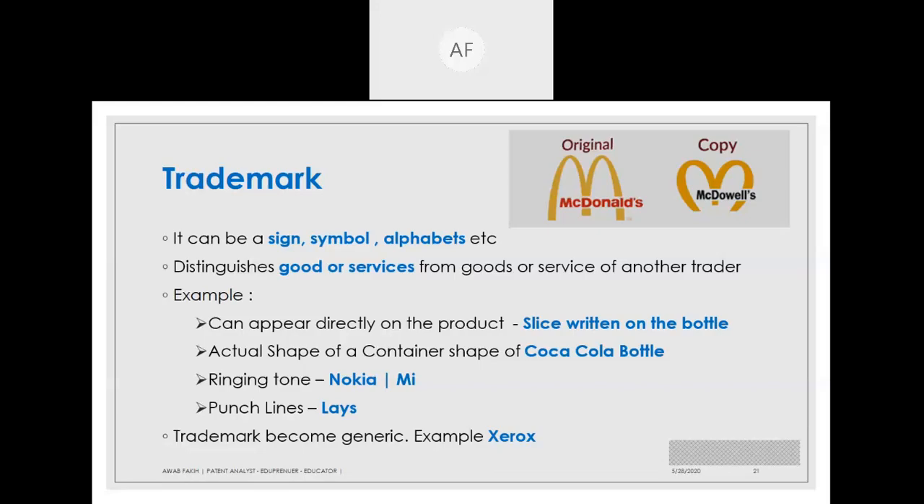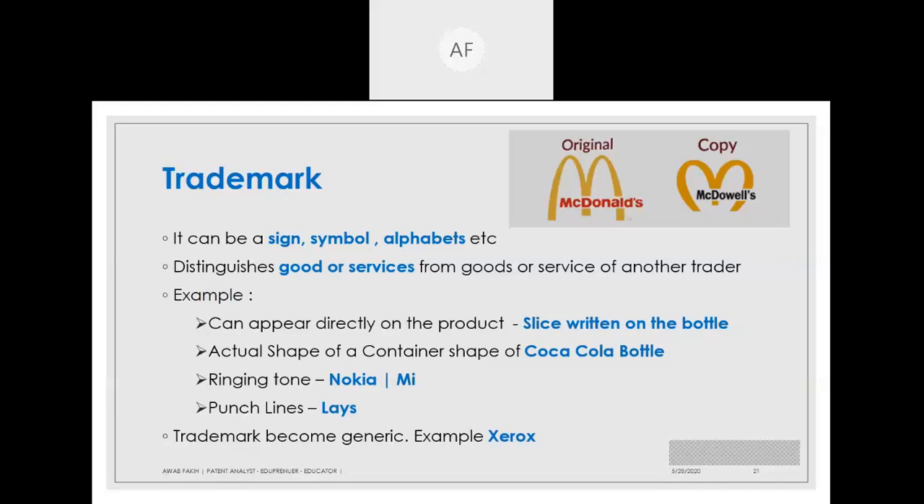And we're talking about class 36 to 45, which is specially for the service segment. So any company which is a service provider can register the trademark under class 36 to 45. So that is an overview. There are a total of 45 classes, and class 1 to 35 is for the goods category. Class 36 to 45 is for the service segment. And the term for trademark, you already know it.